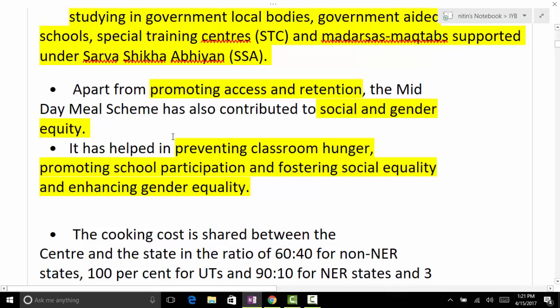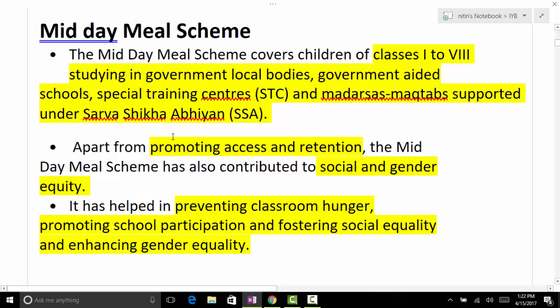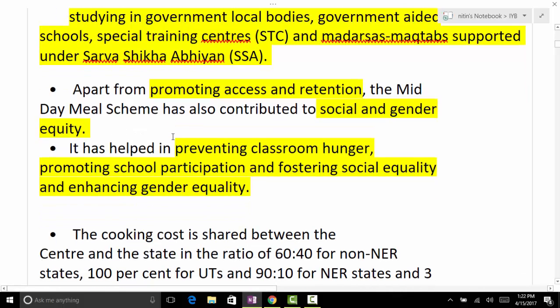What is the objective? What all benefits could one get from the midday meal scheme? Access and retention, good. Learning outcomes. Social and gender equity, very good. Health, a major one. Malnutrition. Can we explain this point? How social and gender equality? There are two components: how social equality and how gender equality can be realized by the midday meal.